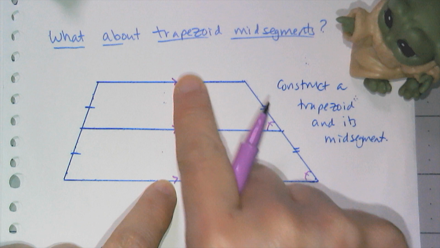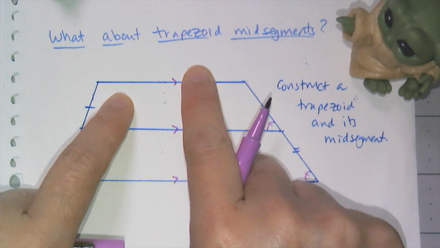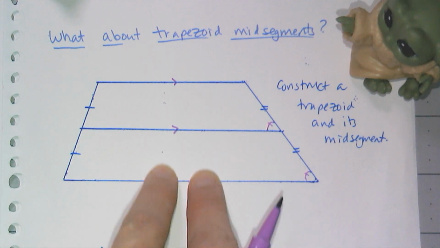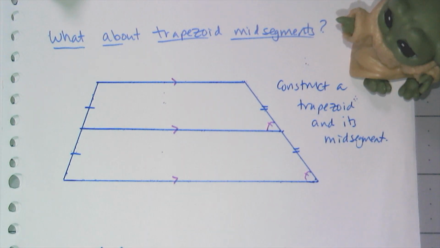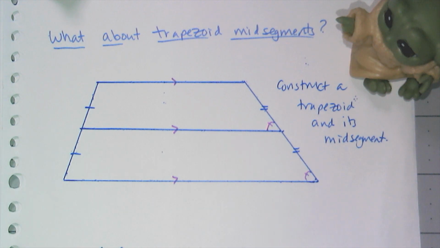And because the two bases are parallel, that means the midsegment is also parallel to the top base. So I've got sets of 3 parallel lines. And so that's one of the things that's super special about the midsegment of a trapezoid. And there's one more thing.